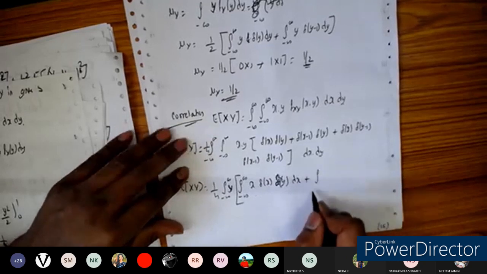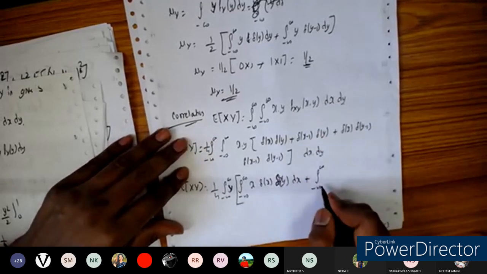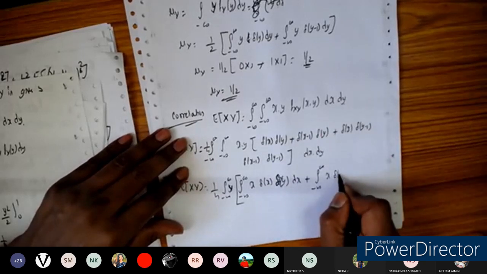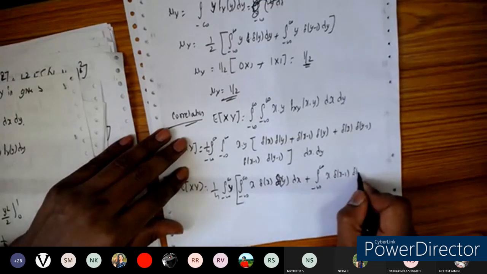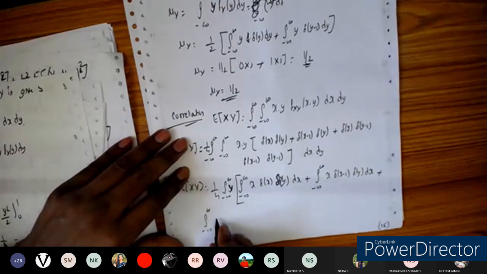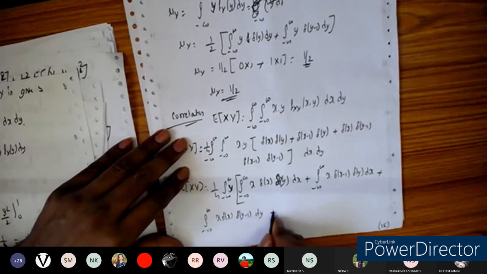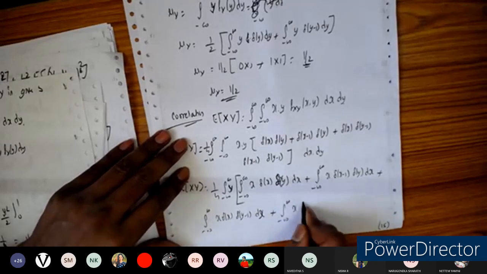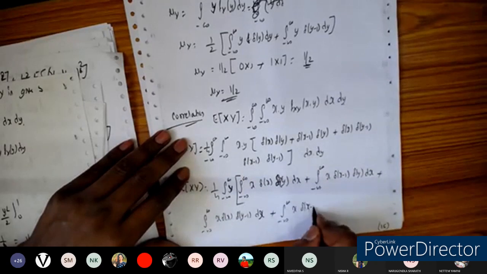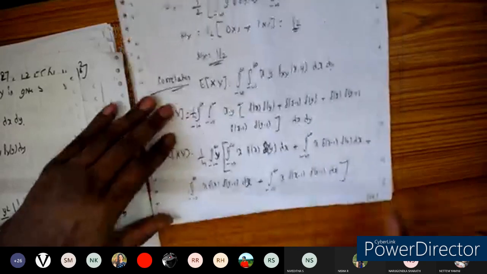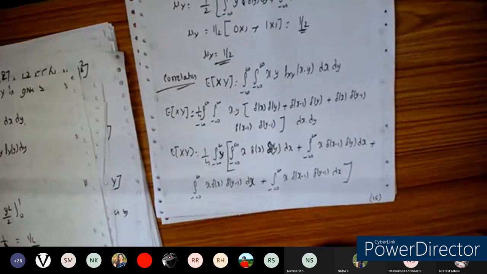Plus the integral from minus infinity to plus infinity. I'm going to split the integrals for all the terms so that it will be easy for us. So x into delta of x minus 1 into delta of y into dx, plus the integral from minus infinity to plus infinity of x into delta of x into delta of y minus 1 into dx, plus the integral from minus infinity to plus infinity of x into delta of x minus 1 into delta of y minus 1 into dx.